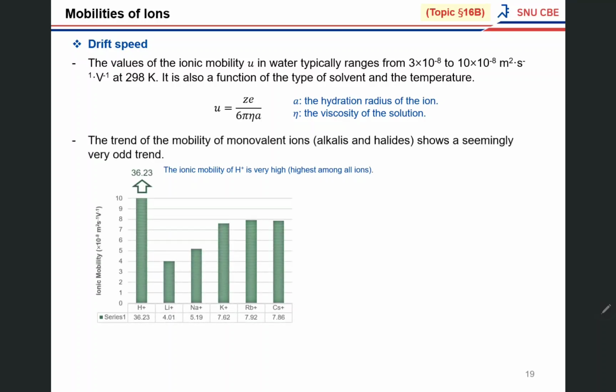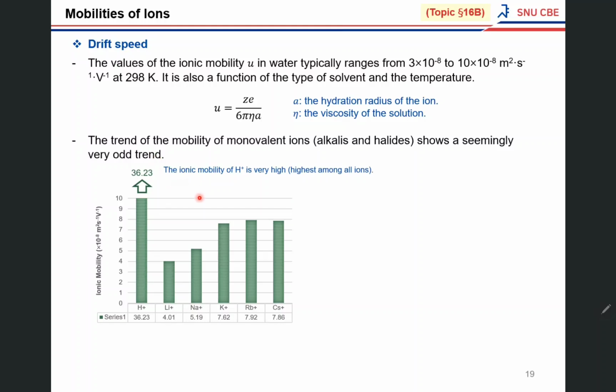So let's first look at the case of the alkali group elements. Here we have the proton, lithium, sodium, potassium, rubidium, and cesium. As you increase the size of the ion, if you increase the value of a, then the mobility should go down. But you see some very strange behavior here. If you increase the size of the ion itself, then the mobility goes together, increases higher, except for the case of the proton.